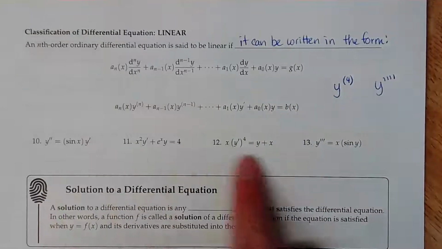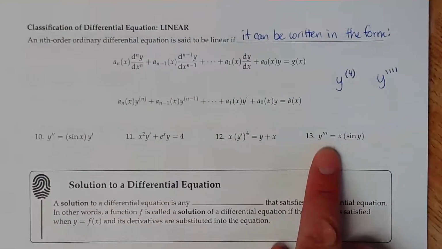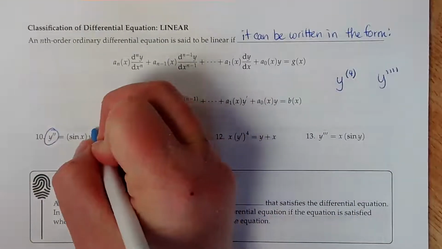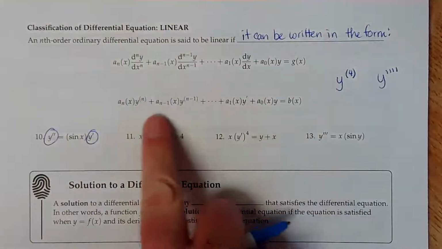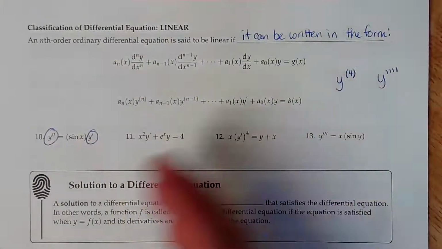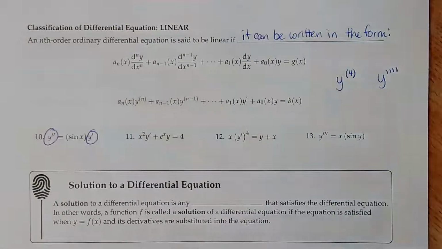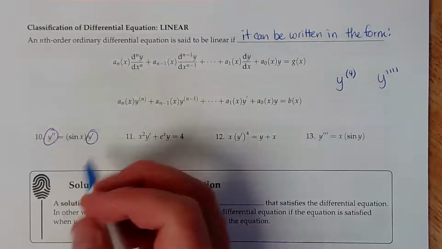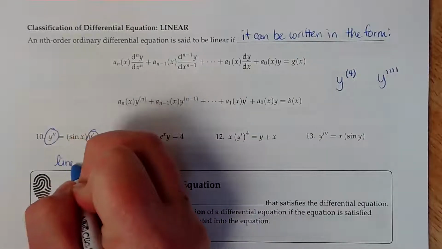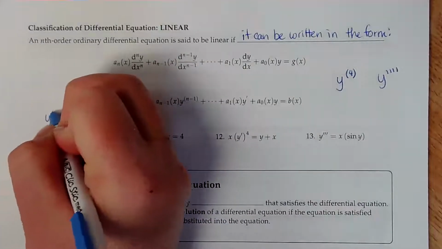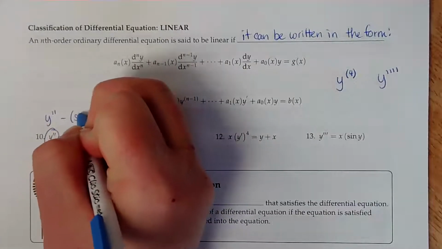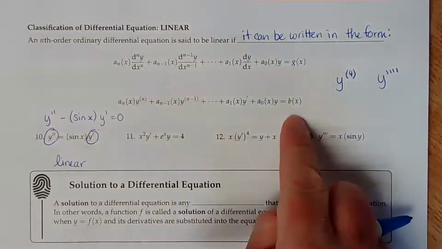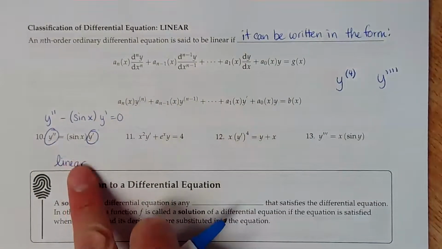So let's go through these and talk about which ones are linear and which are not. So this has a y double prime and a y prime. And although this has all of the derivatives on the one side equal to the things without the derivatives, I could certainly just subtract this term over. So this is going to be linear, right? I could rewrite this as y double prime minus sine x y prime is equal to 0, which certainly fits this form. So this is linear.